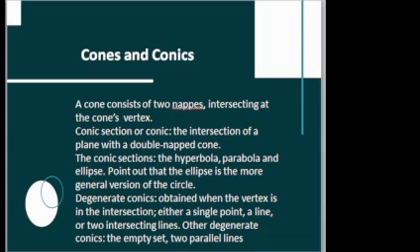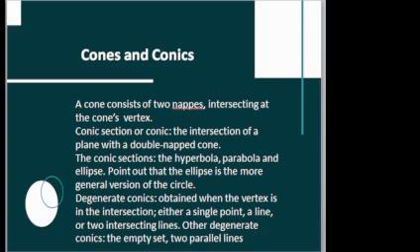Okay, next are the cones and conics. A cone consists of two nappes intersecting at the cone's vertex. The conic section, or conic, is the intersection of a plane with a double-napped cone.